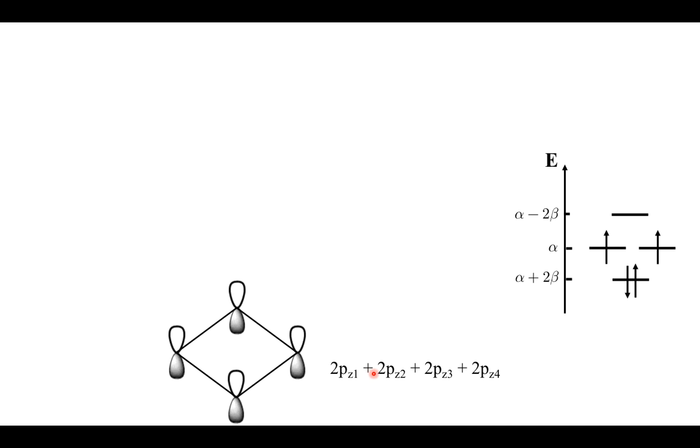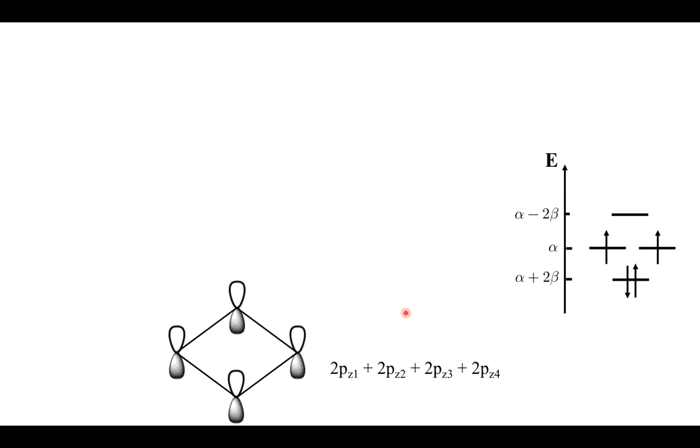So the first molecular orbital would be 2pz1 plus 2pz2 plus 2pz3 plus 2pz4. If you look at the orbitals, as you can see, there's no change in the sign of the orbital as you go from site 1 to site 2, to 3, and 3 to 4. So there is no change in the sign of the orbital in this plane, which means that there is no nodal plane. We ignore the nodal plane that goes through these orbitals perpendicular to this plane. What is important here is that the more nodal planes your molecular orbital has, the higher the energy level would be. So here there's zero nodal plane, and it has the lowest energy, alpha plus 2 beta, as you can see in this energy level diagram.